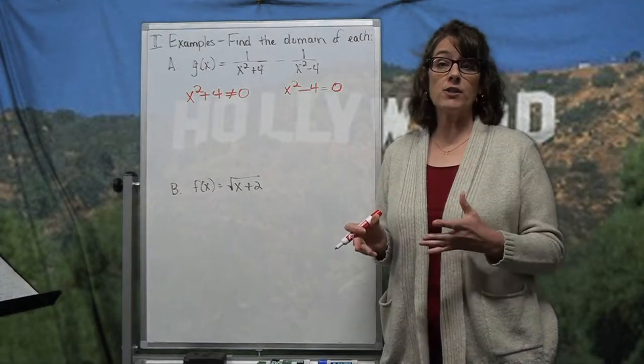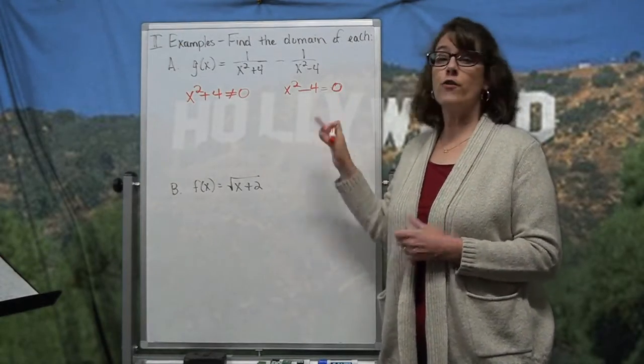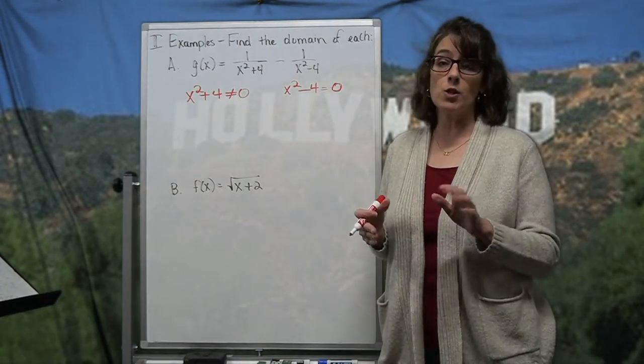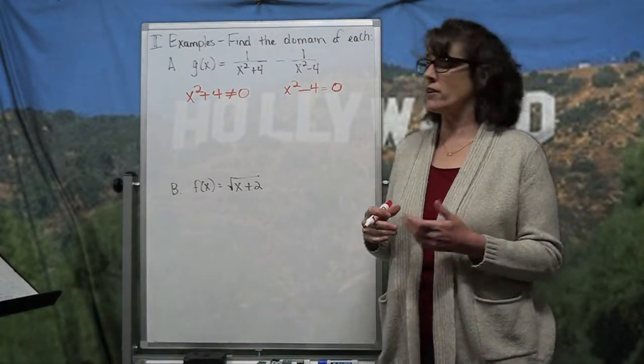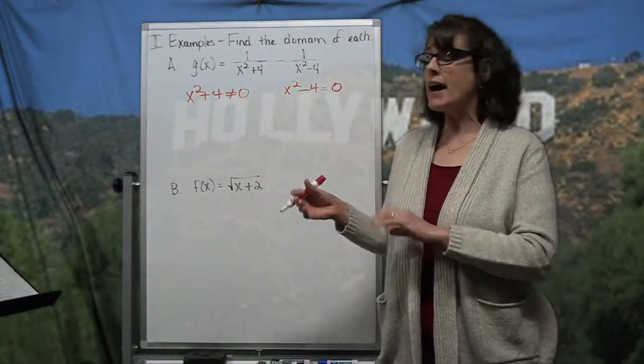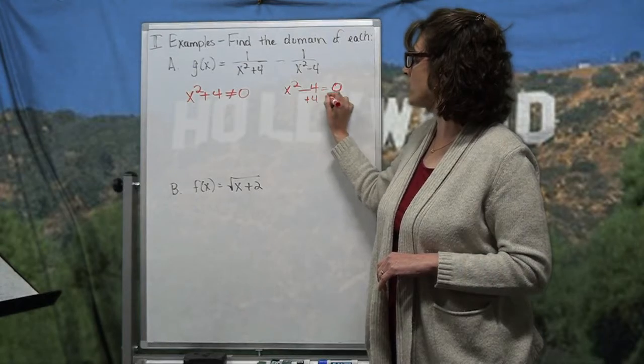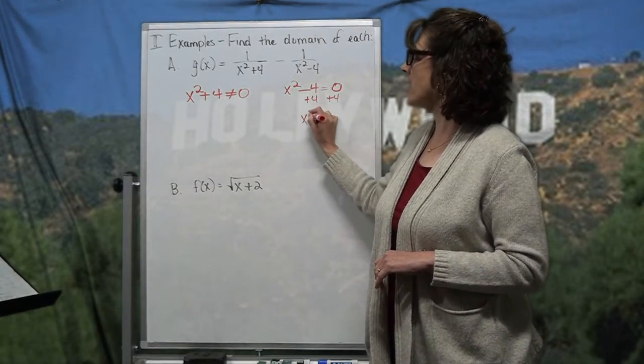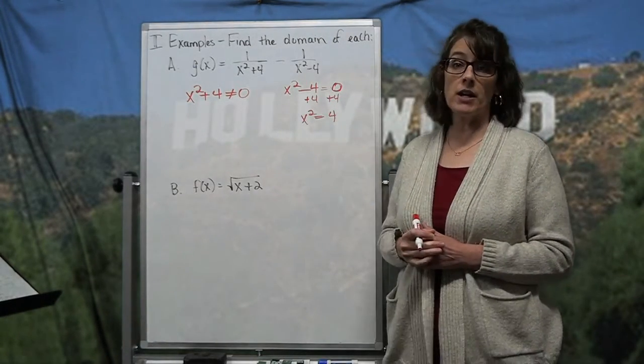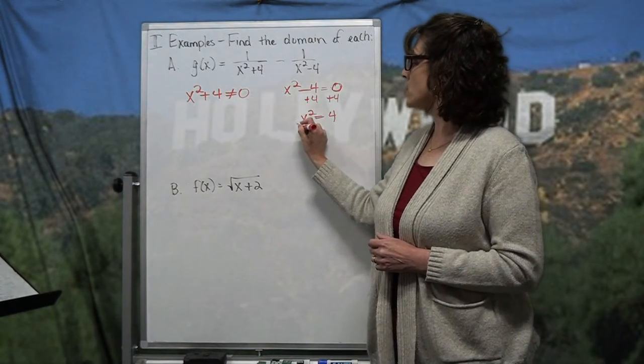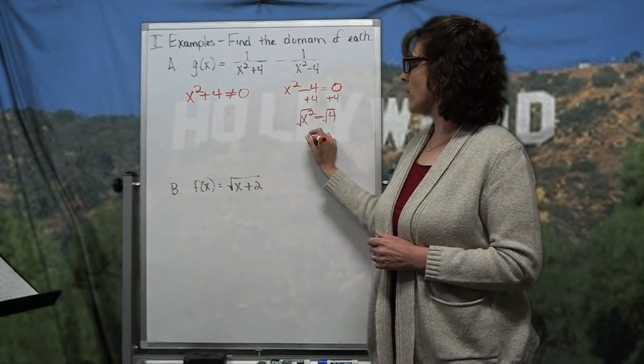We can either factor it, or we can slide the 4 over and take the square root. We can complete the square, which is probably not going to do. We can do the quadratic formula, but I'm telling you, either factoring or simply adding that 4 to the other side and then taking the square root will be the easiest way to go.